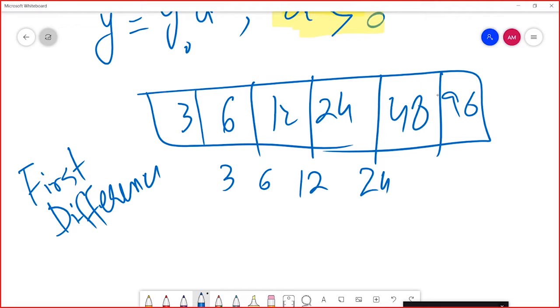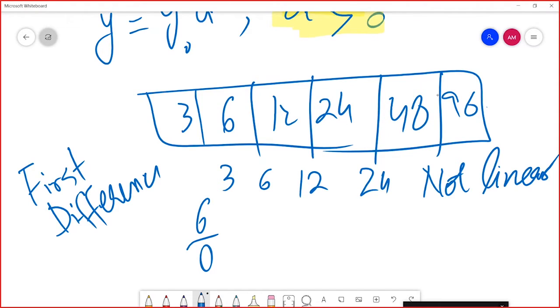Do you see it is? So it means this is not a linear equation. These values, if we plot, are not linear. Do you see this? But then there is something very interesting which we see. We divide 6 by 3. What is the answer? 2. 12 by 6: 2. 24 by 12, sorry, is also 2.